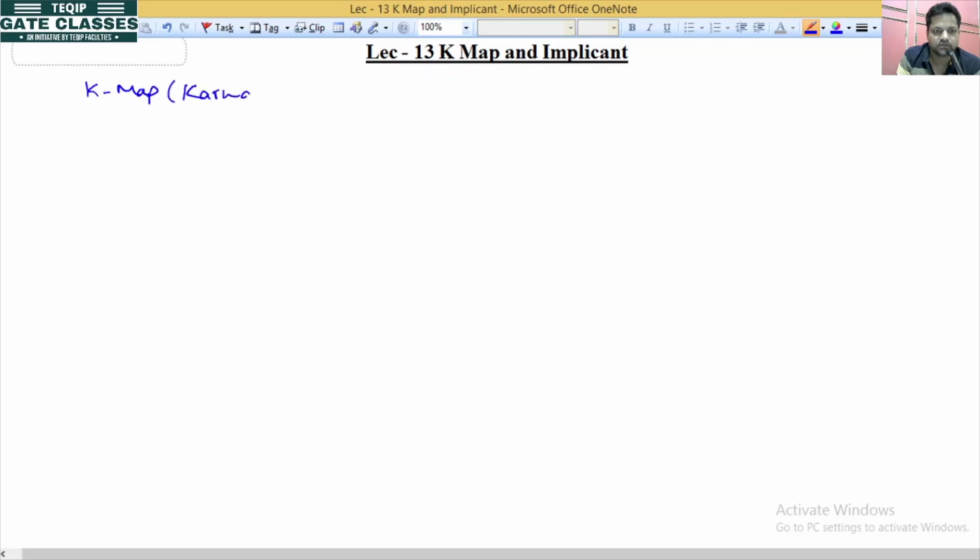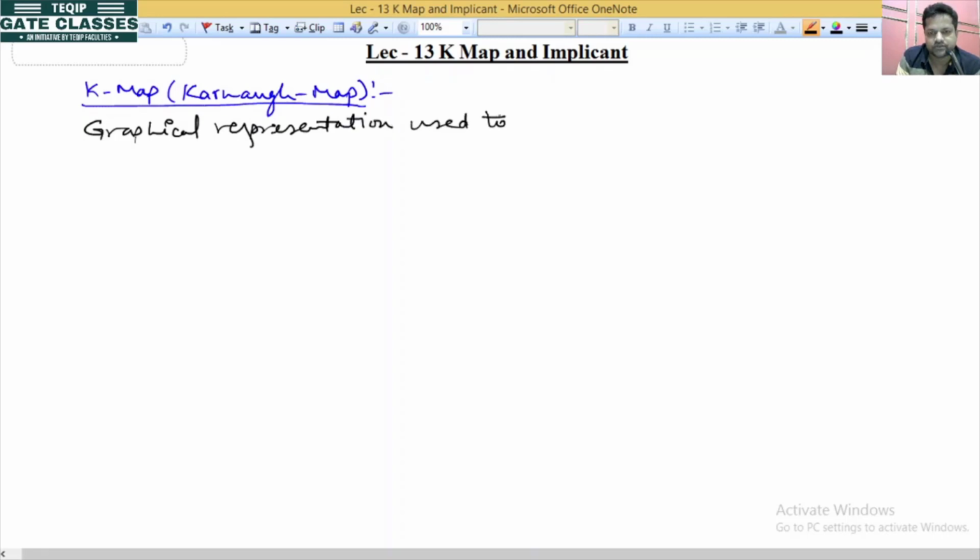That is, K stands for Karnaugh map. What is Karnaugh map? Karnaugh map is a graphical representation used to simplify Boolean expressions or Boolean functions.